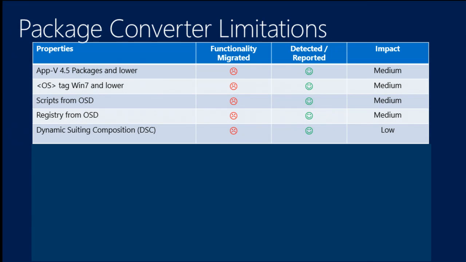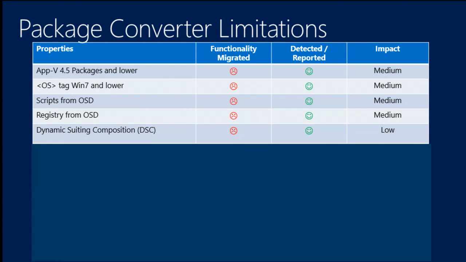Let me quickly run through them. The converter only handles AppV4.5 packages and higher. It does not handle 4.2 or 4.1 or 4.0 or however far you go back, so those packages cannot be migrated. Also, if there's not an OS tag set to Win7 in your original applications, the converter will not migrate them. These two are not migrated; they are reported by the converter, so it tells you that it detected this, and you have to fix it before you can continue, but they are not migrated.